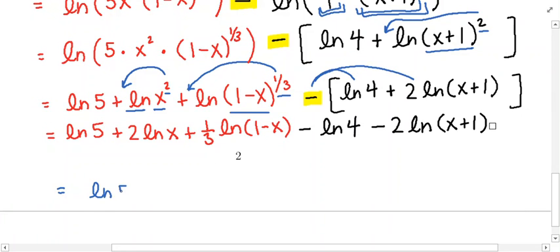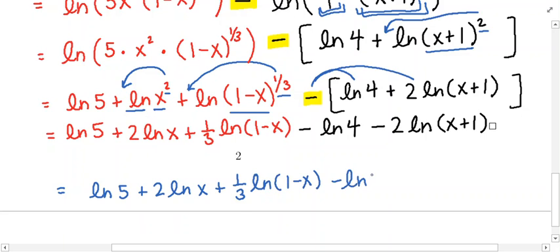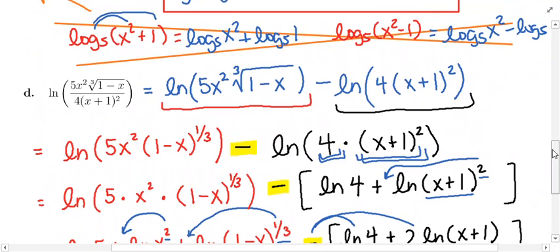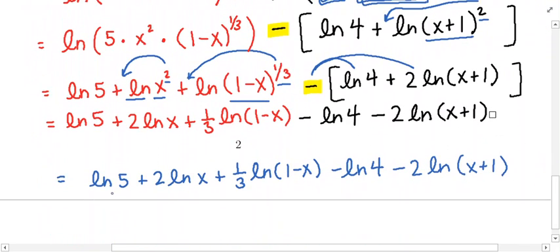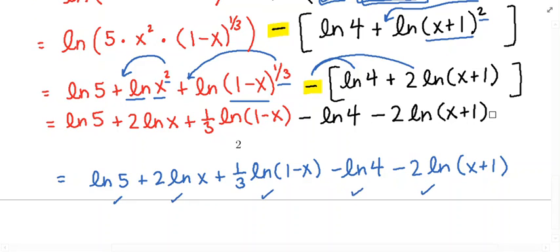It's the natural log of 5 plus 2 times the natural log of x plus 1/3 times the natural log of 1 minus x minus the natural log of 4 minus 2 times the natural log of x plus 1. Okay, so we started with one single logarithm. Okay, it has expanded into 1, 2, 3, 4, 5 different logarithms that we're adding and subtracting.